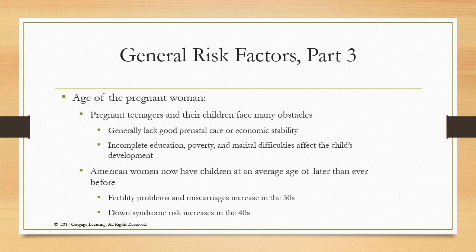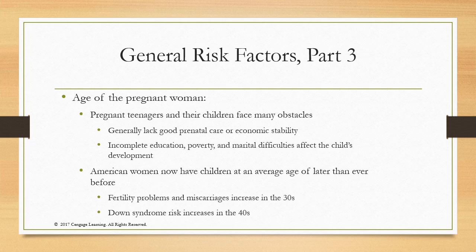So another general risk factor is the age of the pregnant woman. If you recall from earlier, a woman is born with all the eggs she's going to have for the rest of her life. They are formed prenatally in the embryo stage. So as they age, older eggs have more of a risk of having complications with the pregnancy. So let's look at 2 different age groups.